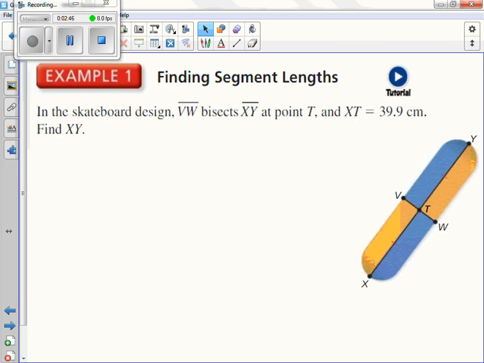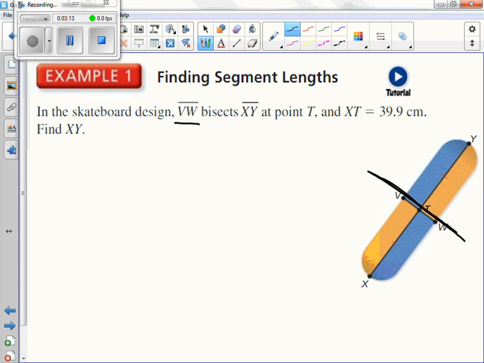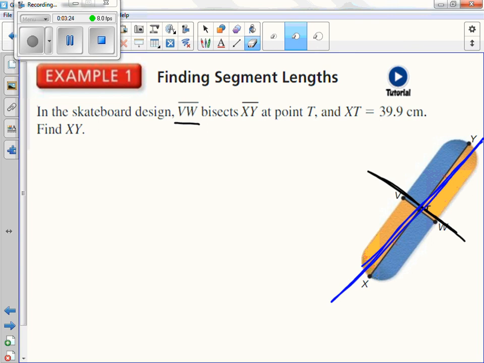So when we look at this here, we're going to apply segment bisectors and midpoint in the skateboard that we have drawn. As we're pointing at this skateboard, the line segment VW, this line right here, bisects XY, this line right here, at point T, the point where they cross, right there in the middle.